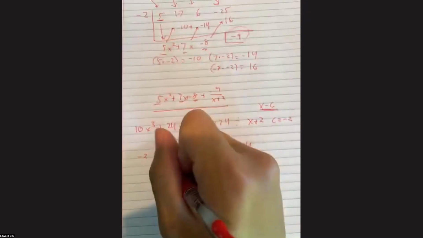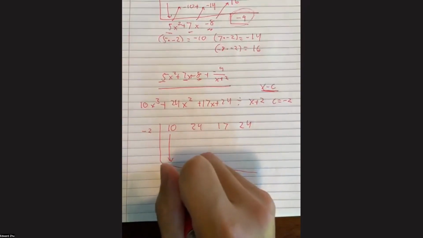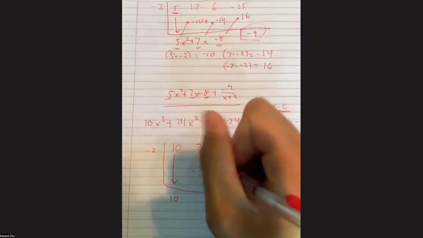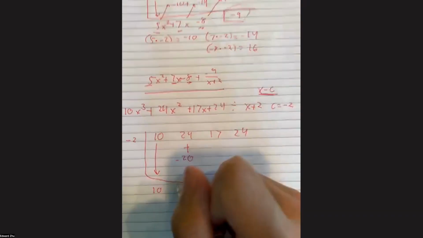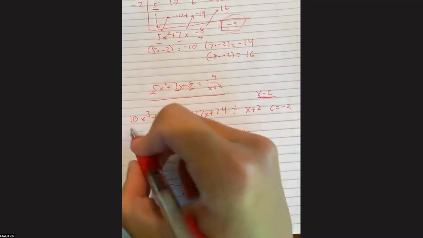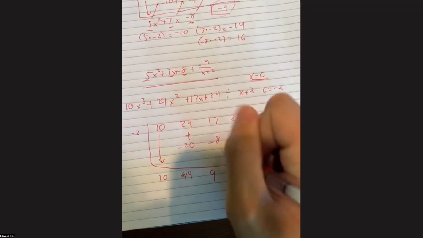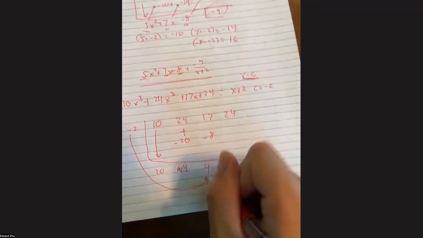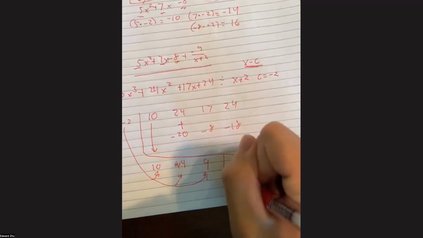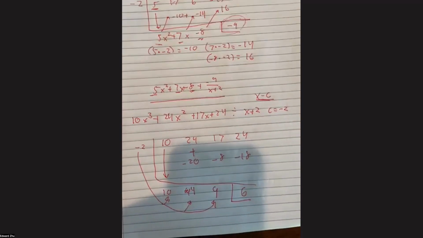So first, what you always do, drop down the first number. So you have 10. And then what do you do? 10 times -2, -20. So you put that here. Add these two numbers up. You would get -4. I'm sorry, +4. Then multiply that by -2 again. So you would get -8. Add that, you would get 9. And then multiply that again by the -2. So what would you get? You would get -18. And then you add that together and you would get 6, the remainder of 6.